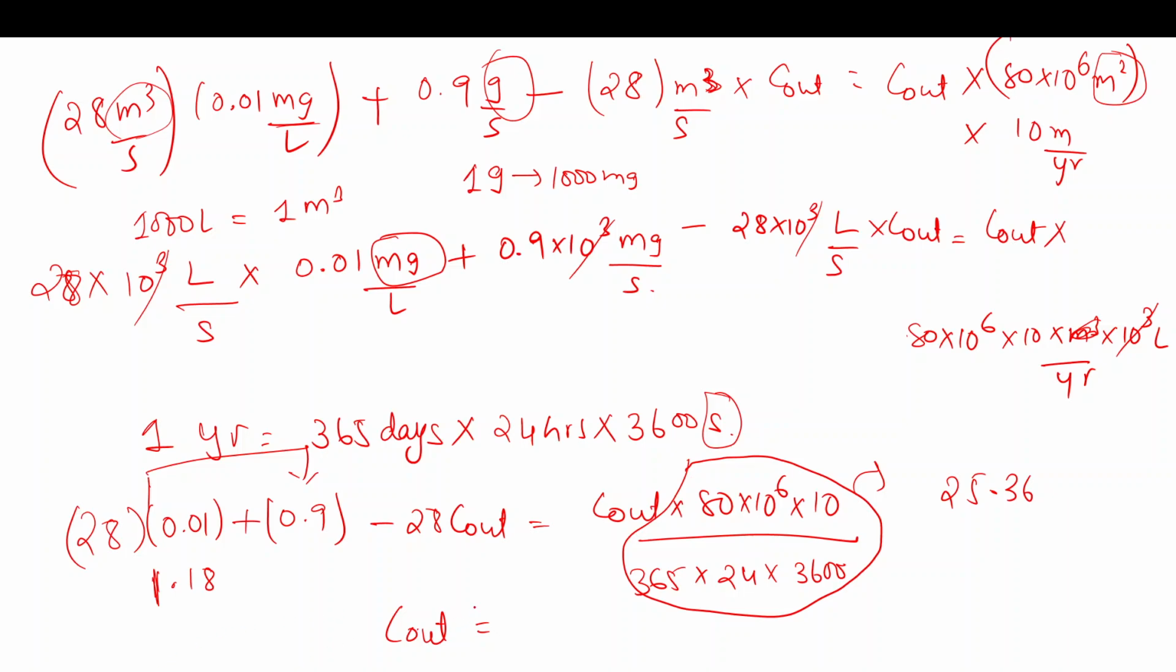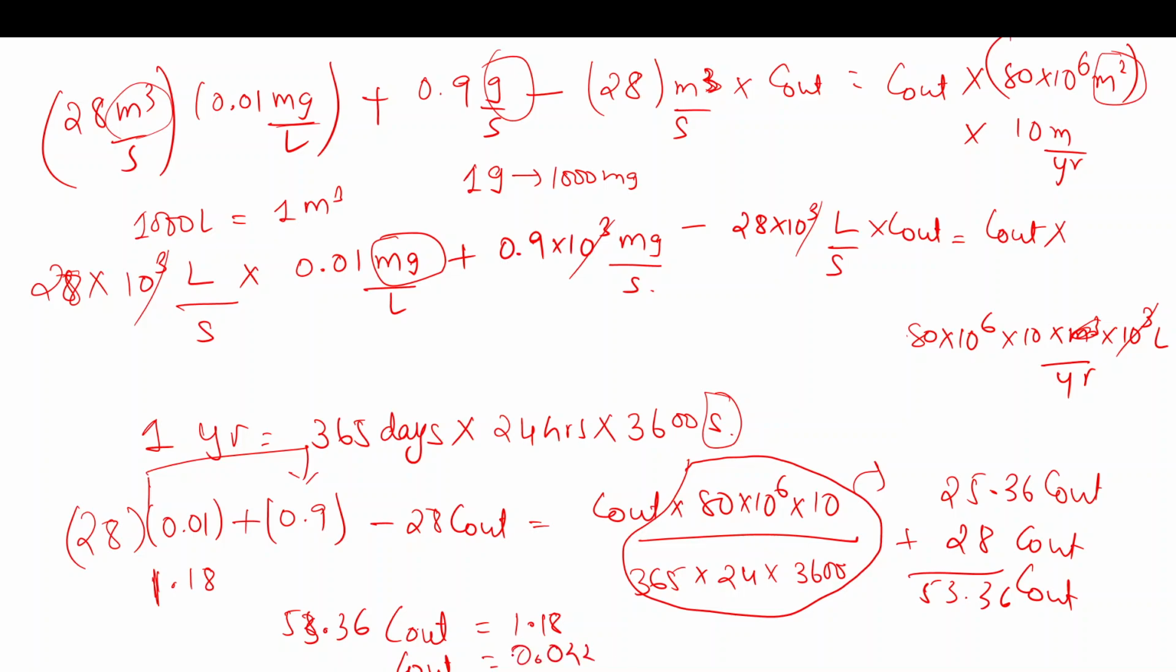So if I take this on the right hand side, this will be C out. Adding these two, it will give me 53.36 C out. So what remains is 53.36 C out equals 1.18, and if you divide 1.18 by this value, it will give me 0.022, and the unit here we have maintained as milligram per liter.